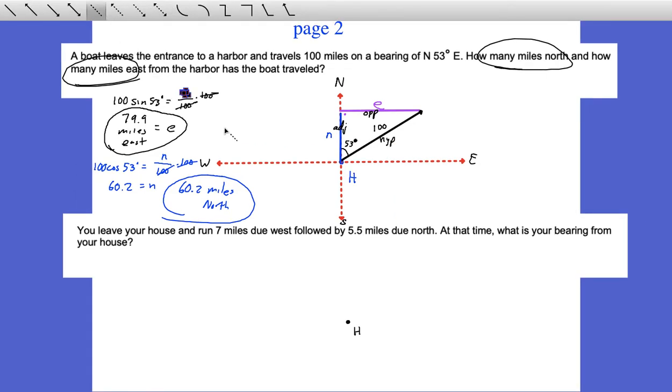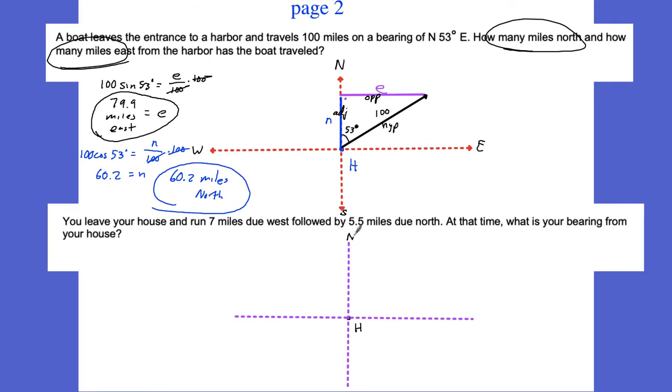So we are traveling relative to our north, east, south, and west cardinal directions. We are going 7 miles due west. So we had 7 miles this way, so 7 miles this way before ending right there. So we went 7 miles that way.